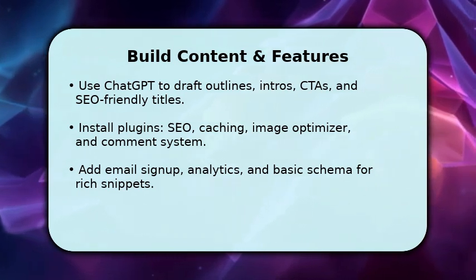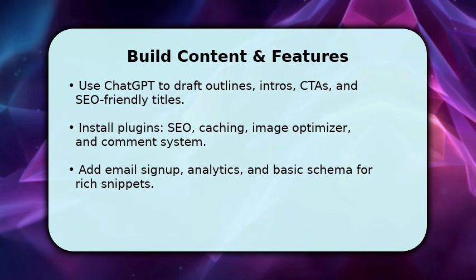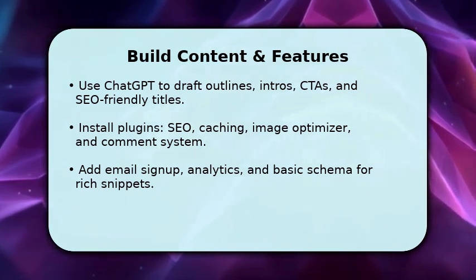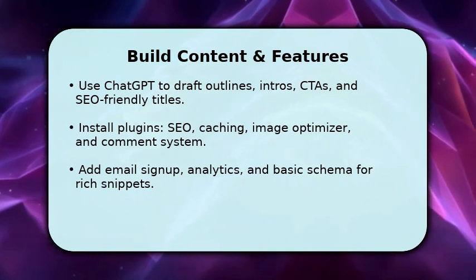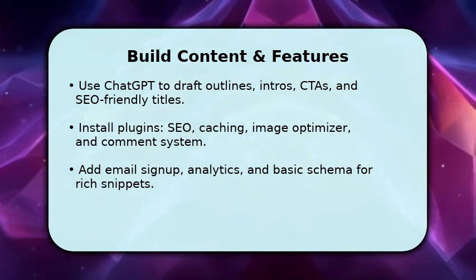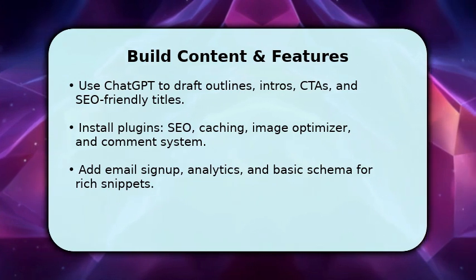Install SEO and caching plugins to boost speed and search visibility, then wire up analytics and an email capture form. Once done, add schema markup for articles and test page speed. Make sure to proofread AI drafts and validate structured data to avoid errors.